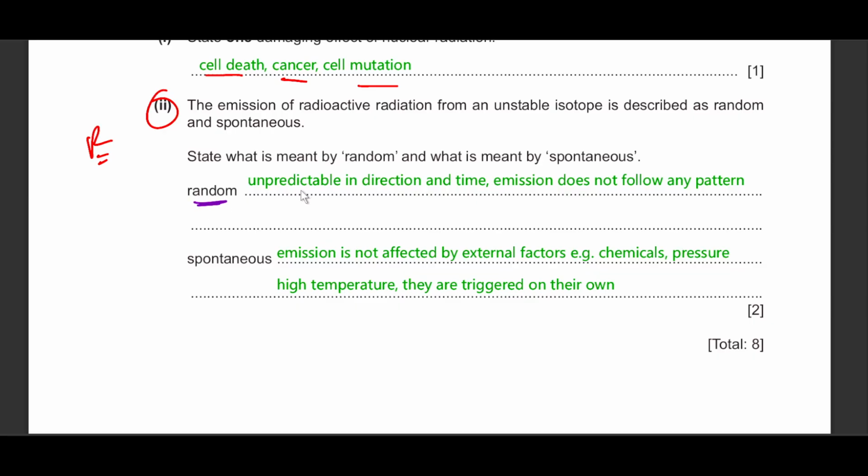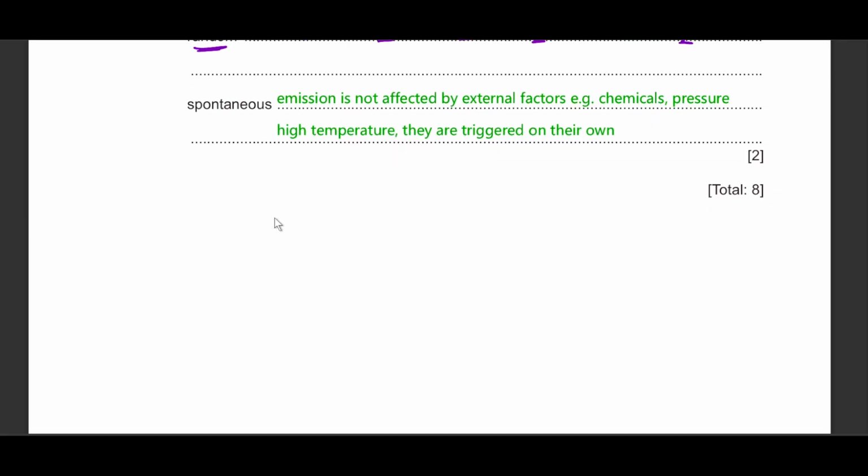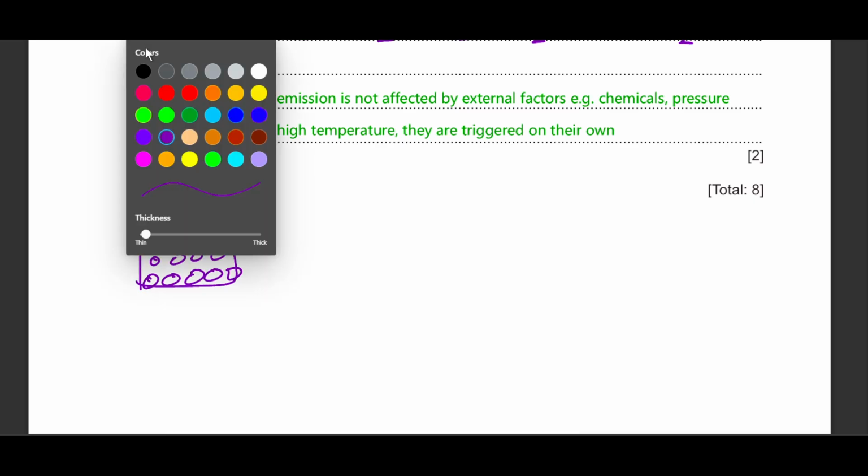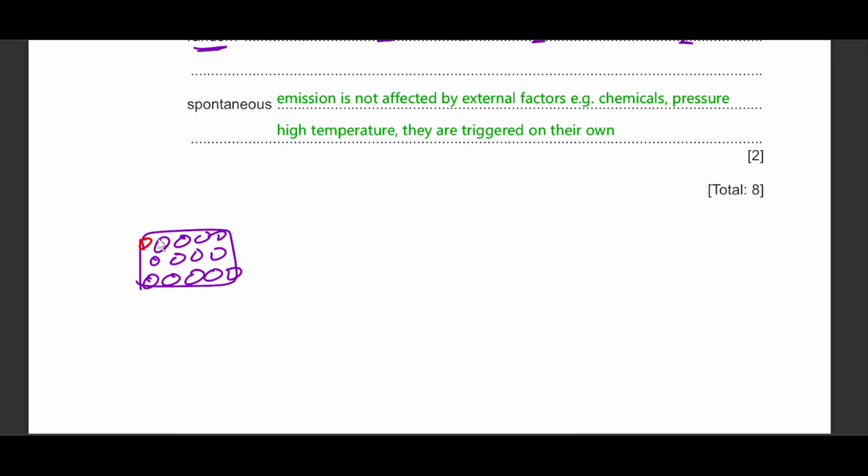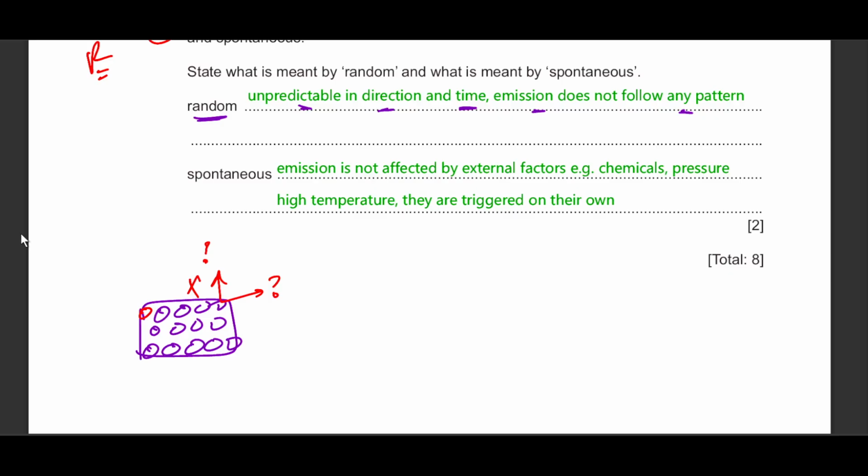So randomness is unpredictability in terms of direction, time, emission; it does not follow any pattern. We don't know what's going to happen next. Let me give you an idea. For example, if there are 1,100 atoms in a sample of radioactive element, can you pinpoint exactly which one of them is going to decay next? You cannot do that. And when it does decay, can you predict the direction of the daughter particles? You cannot do that. And what is going to happen next is again unpredictable. So that's why we call this behavior random.